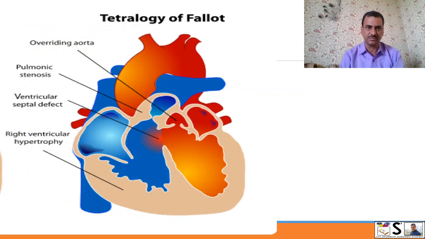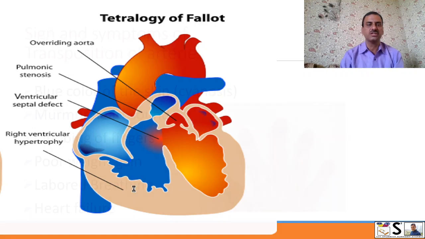You can understand this by this picture. Here you can see overriding aorta. This is the first problem. Overriding aorta means that the aorta lies over the ventricular septal defect. Second is pulmonary stenosis, meaning the pulmonary valve is thickened and a very small amount of blood can go into the lungs for oxygenation. Then ventricular septal defect means a hole between two ventricles. And the fourth problem is right ventricular hypertrophy, meaning the wall of this ventricle is thick.